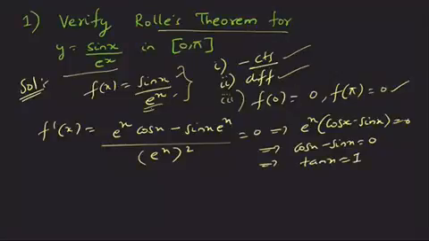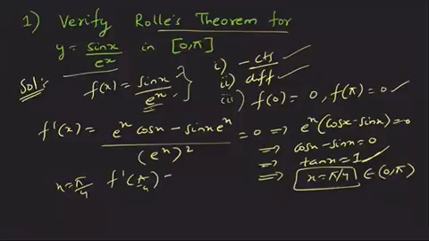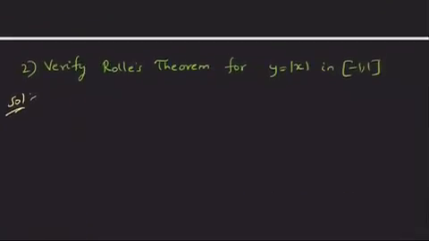So I can see that x equals pi by 4 is a solution in the open interval 0 comma pi to this equation tan x equals 1. This means that at x equals pi by 4, the derivative of the function is 0, and this verifies Rolle's theorem. Now let's proceed to the second question.